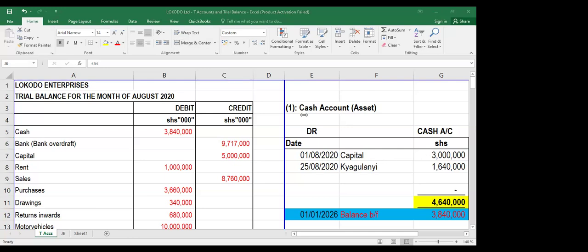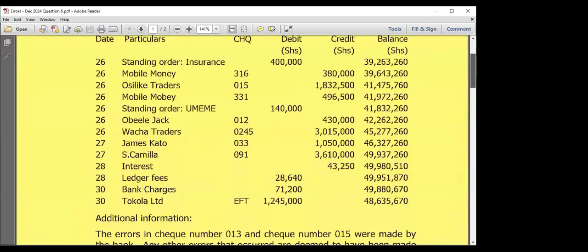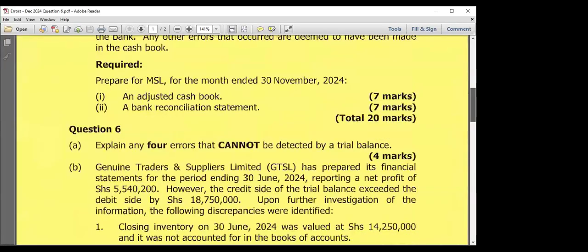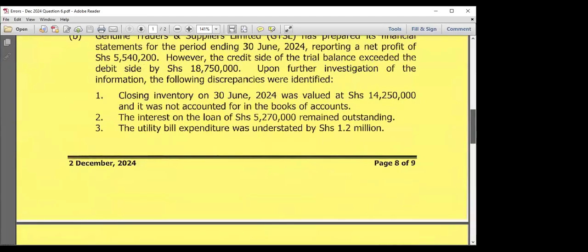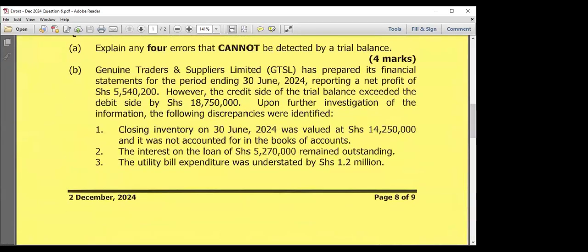All right, let's look at December 2024. Someone was saying they've not seen this question on the group. I shared it at the beginning of this class. Kindly confirm in the chat whether you've received that question in the WhatsApp group.